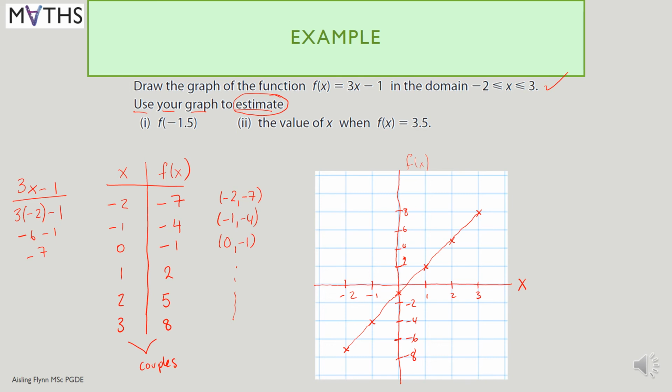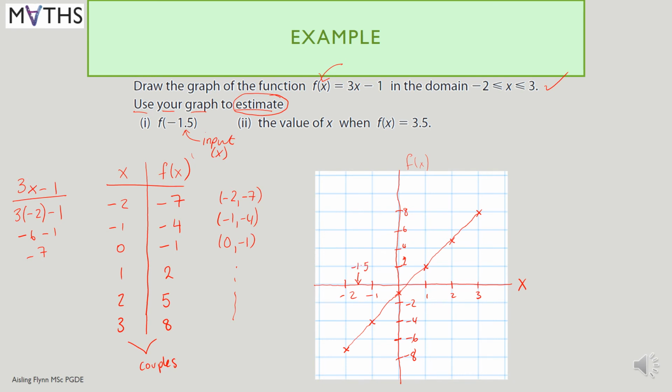So the first one says use your graph to estimate f of minus 1.5. So the minus 1.5 takes the place of the x in f of x, and so this is an input, and the inputs are on the x-axis. So you go to find minus 1.5 on the x-axis. So my x-axis I'll find here, halfway between minus 1 and minus 2 is minus 1.5.